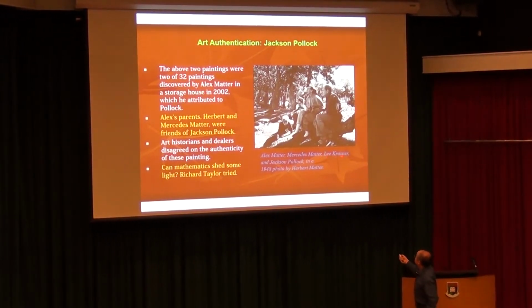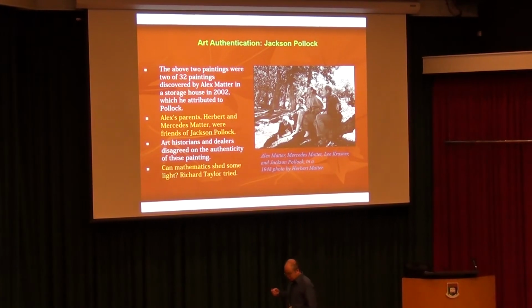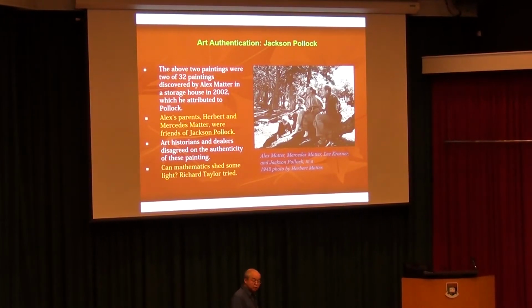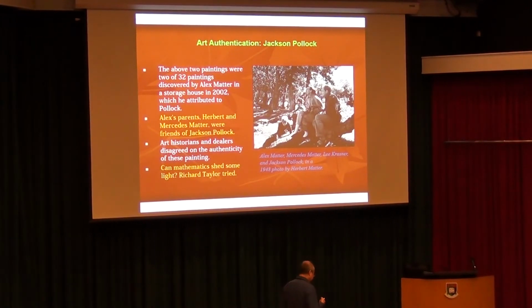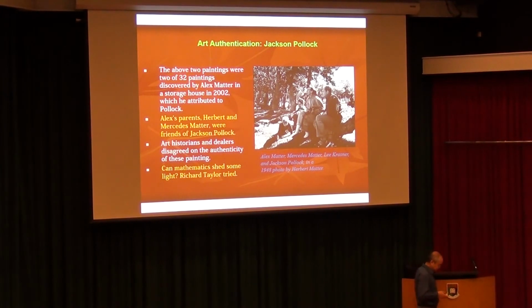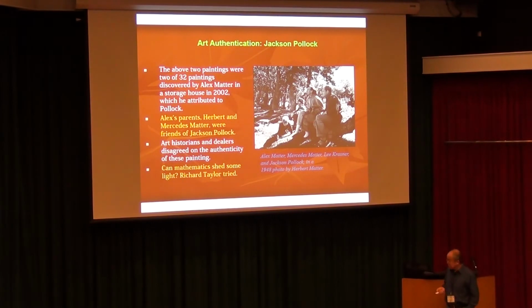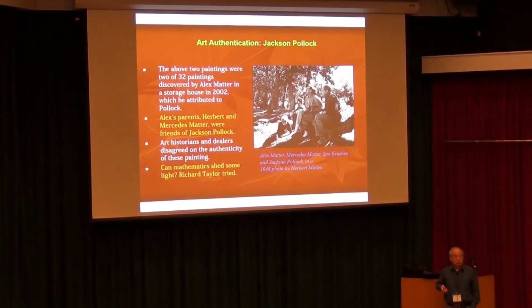Lee Krasner, the widow of Jackson Pollock at the time, commissioned a mathematician, actually a theoretical physicist, named Richard Taylor, not the famous Richard Taylor at Harvard. It's the same name, but he's a theoretical physicist, sort of a mathematician type in Oregon, and asked him to see whether he could mathematically decide these were paintings by Pollock.